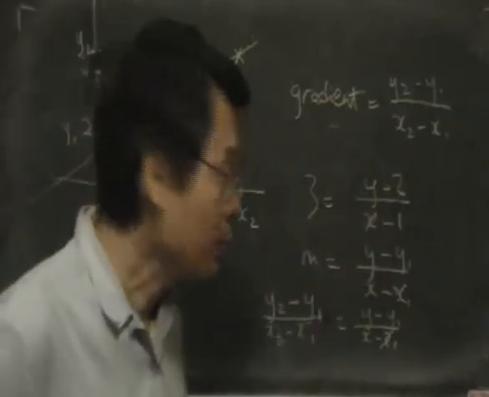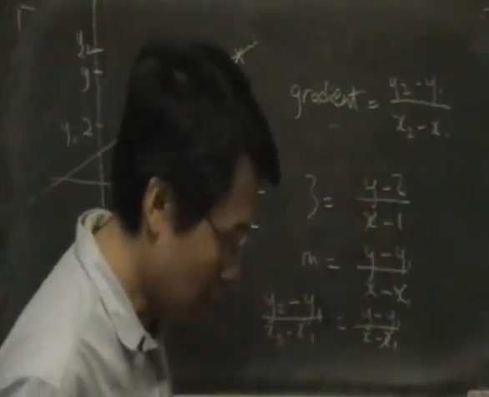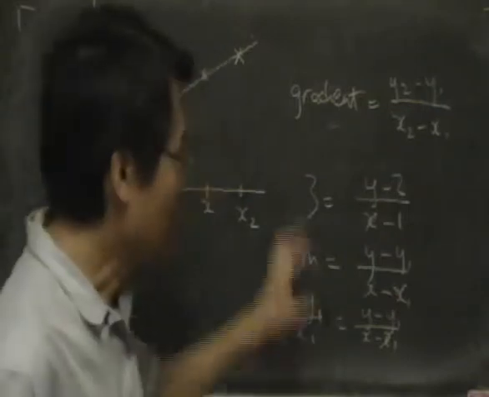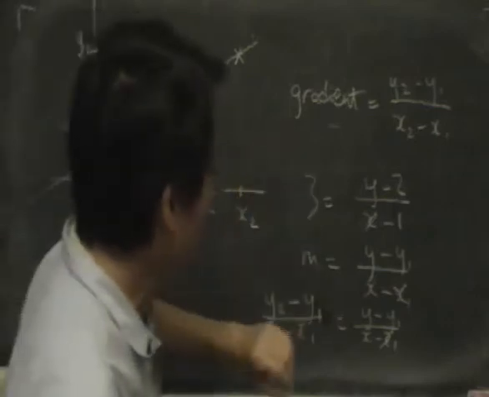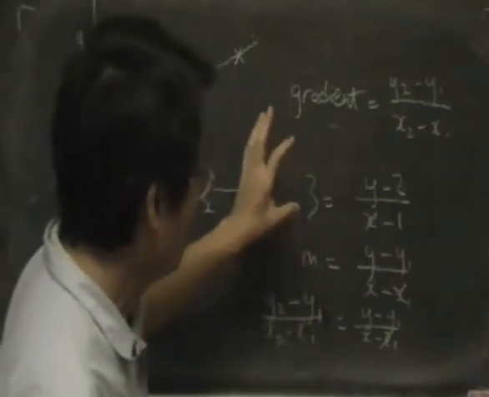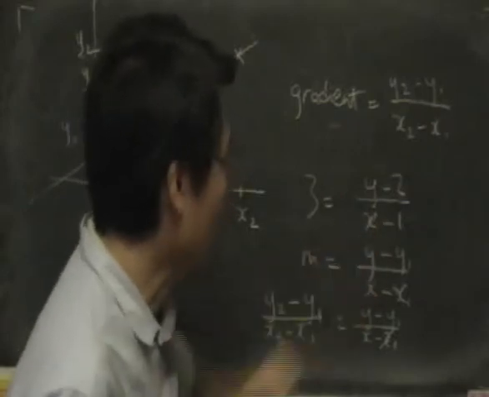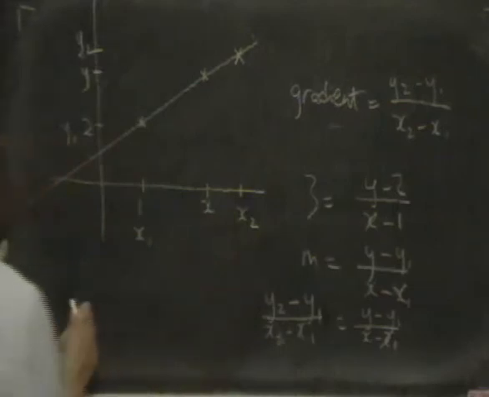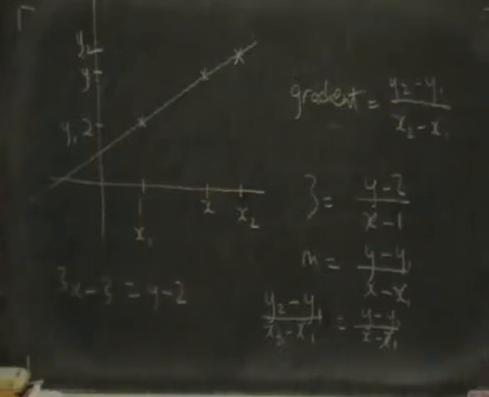By simpler, I mean, in expressions of algebra, when you see fractions, when you see denominators, it is always more complicated than if there are no fractions. So let's turn this into something without a denominator. Let's multiply both sides by x minus 1. So if I bring this over to the other side, I get 3x minus 3 equals y minus 2.